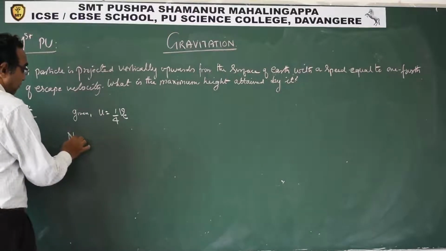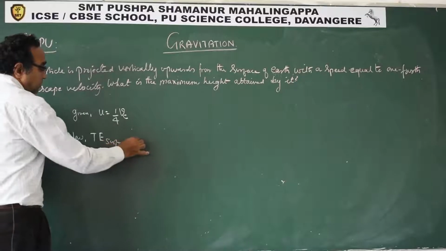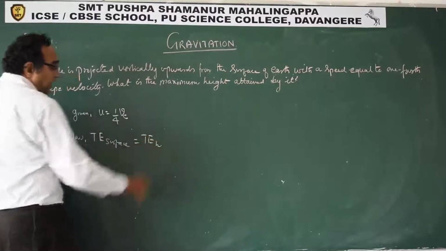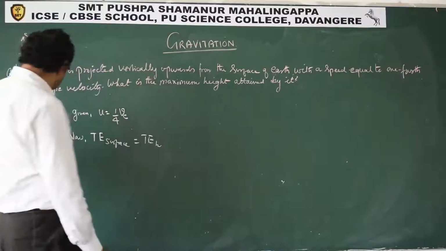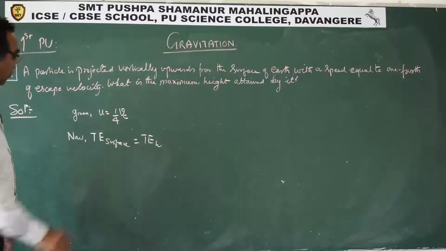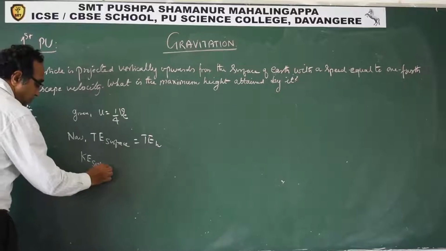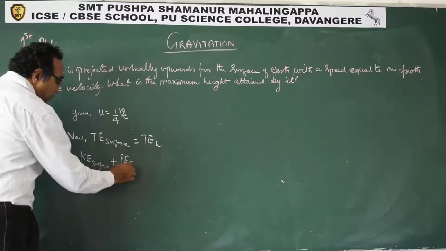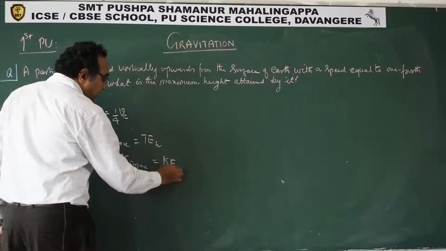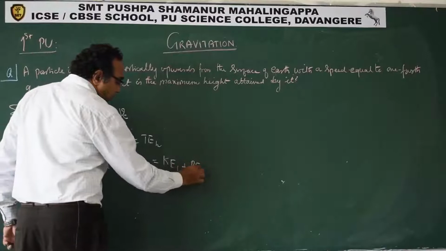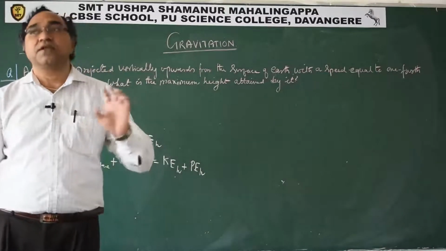Now, total energy on the surface of earth should be equal to total energy at that height, because total energy will remain constant. This is exactly what we can say. So total energy on the surface will be kinetic energy on the surface plus potential energy on the surface, equal to kinetic energy at the height h plus potential energy at the height h. This is what we can say from the conservation of energy principle.